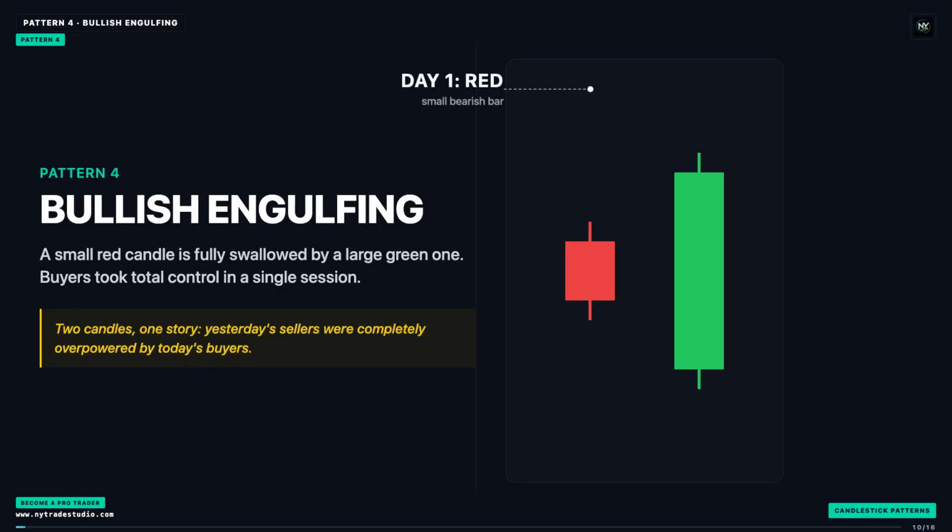On day one, a small red candle. Selling pressure is still in control, but it's weak. The body is small. On day two, a large green candle. Its body is so big that it completely engulfs the previous day's red body. Open below the prior close, close above the prior open.